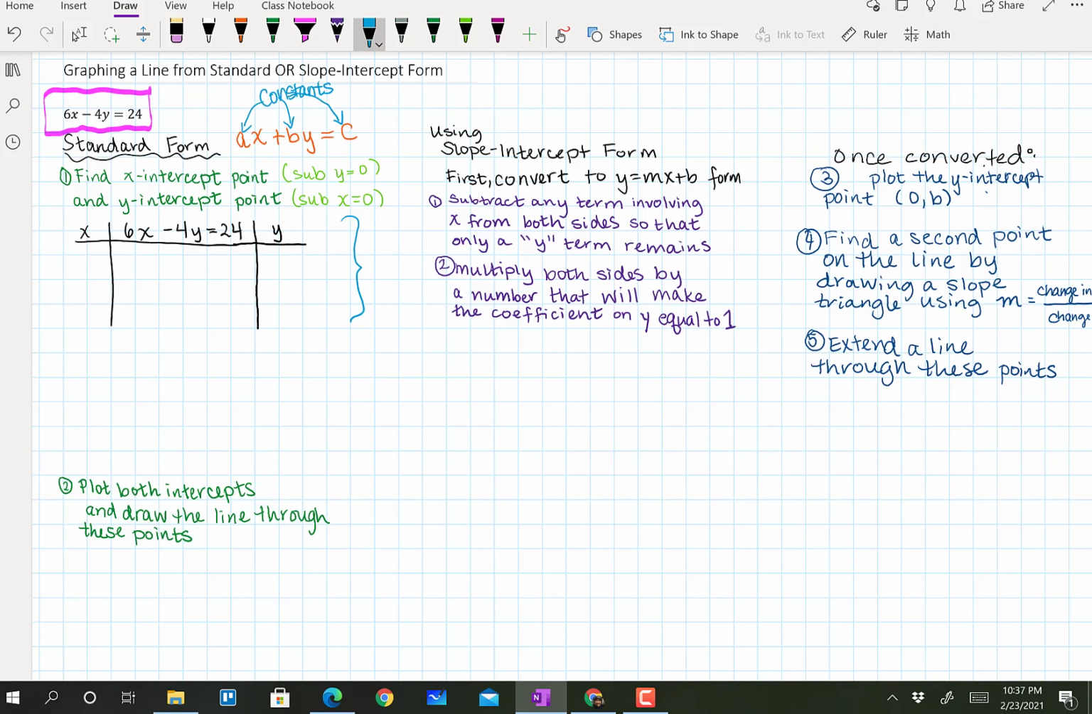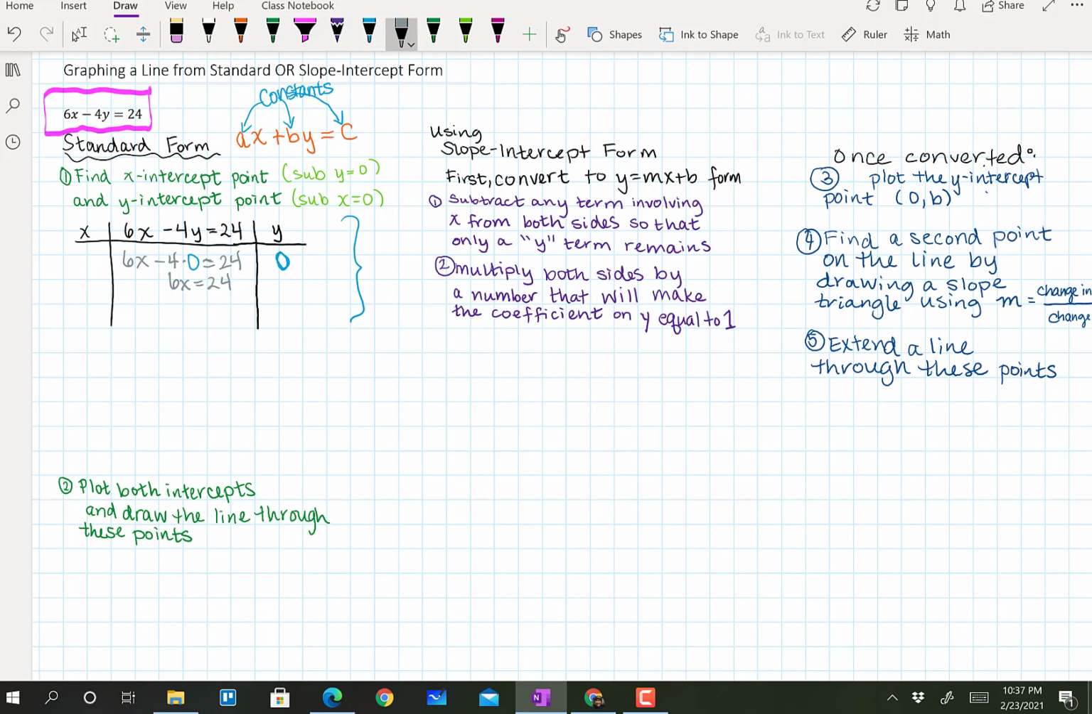To find the x-intercept point, I'm going to replace y with 0, and I'm going to write my equation 6x minus 4 times 0 equals 24. And I go along and solve this equation. 6x minus 4 times 0, that's 6x minus 0, or just 6x. So I'm solving the equation 6x equals 24.